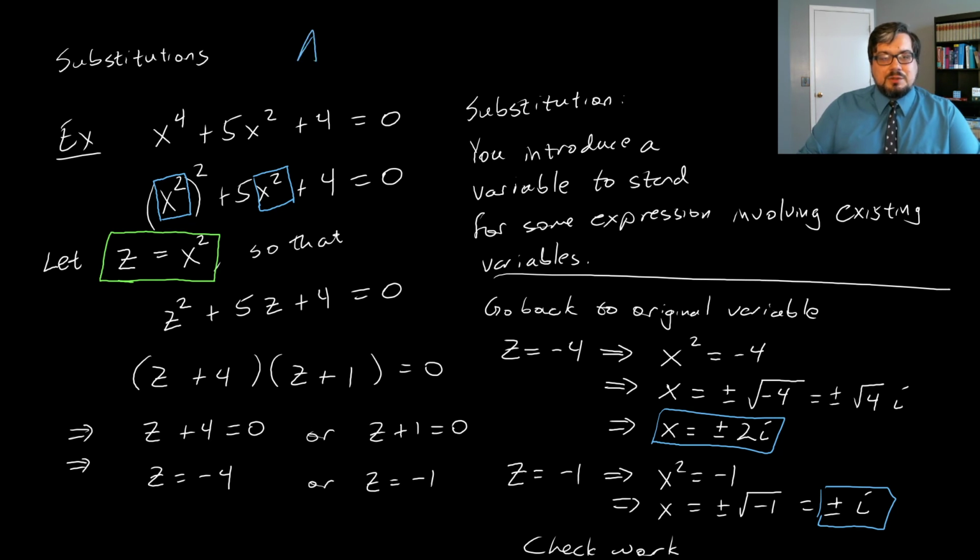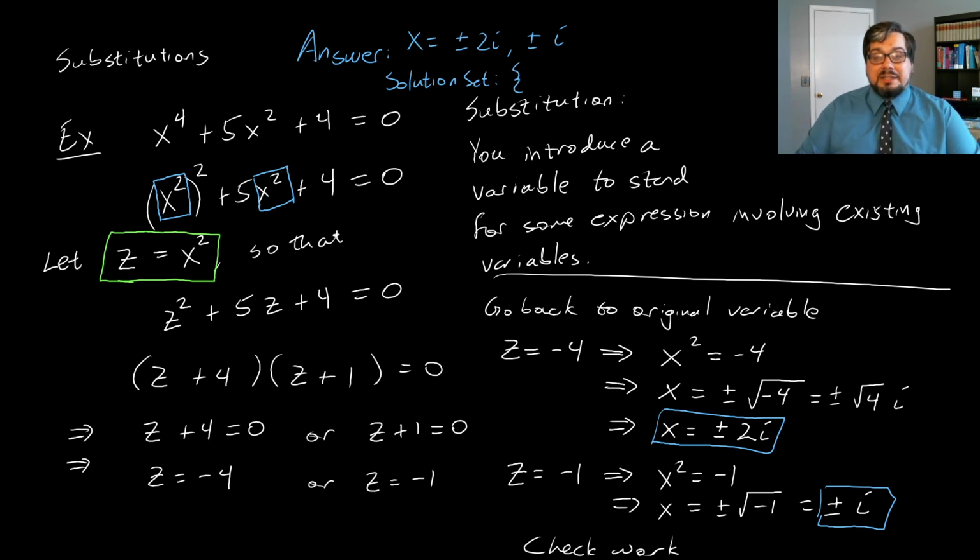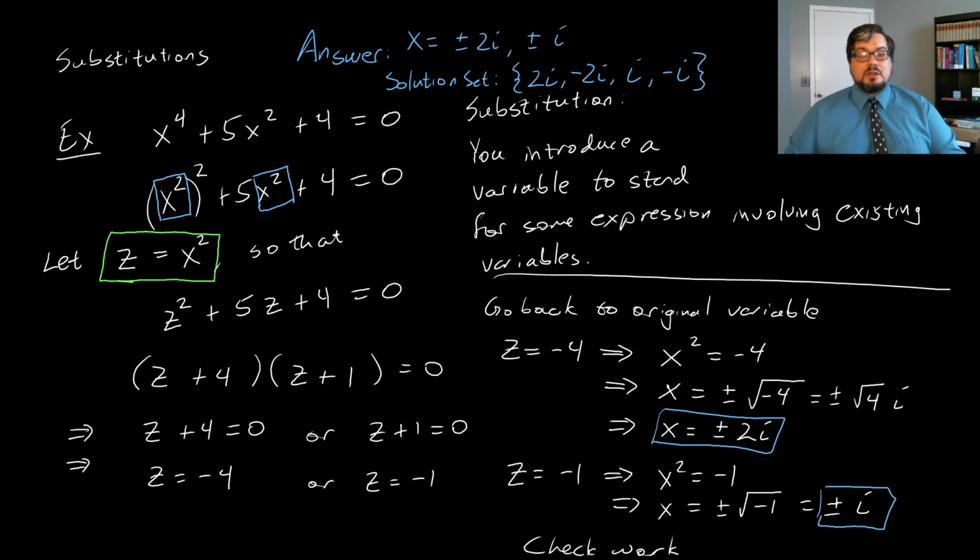So our answer, which I'll write up here at the top, we have that x is equal to plus or minus 2i or plus or minus i. The solution set, which you should always write out completely without using plus or minuses, is 2i, negative 2i, i, and negative i. So that's a way that we can use substitution to solve a problem.